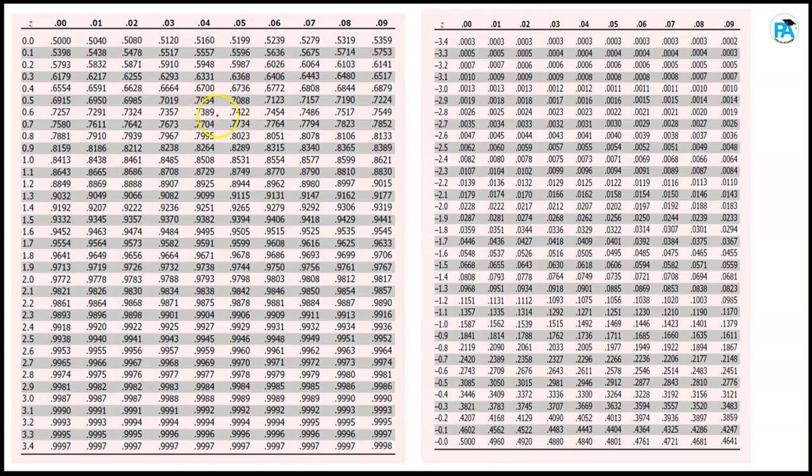Since it is between them, you locate the Z score of this one, and you also locate the Z score of the second one. The Z score of this one is 0.64, and this one is 0.65. You find the average: you add them together and divide by 2.